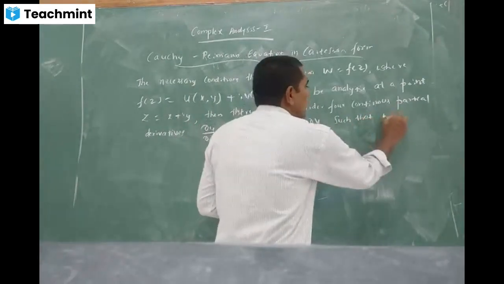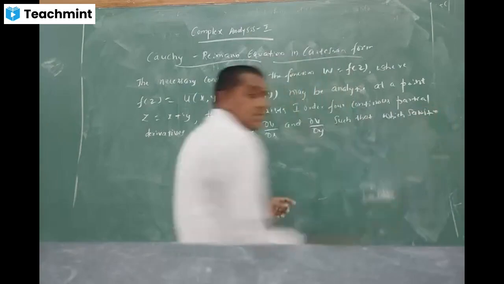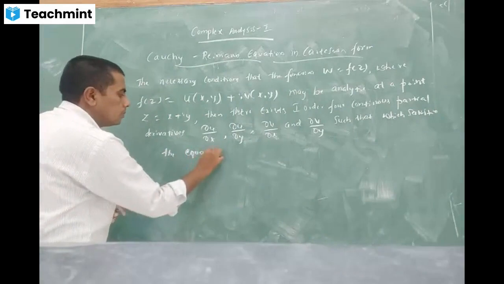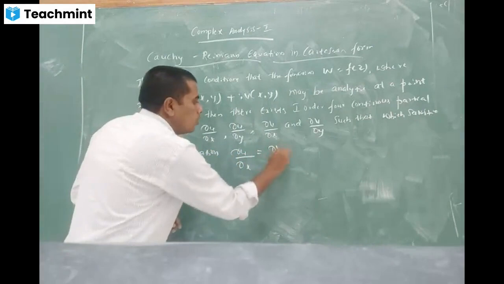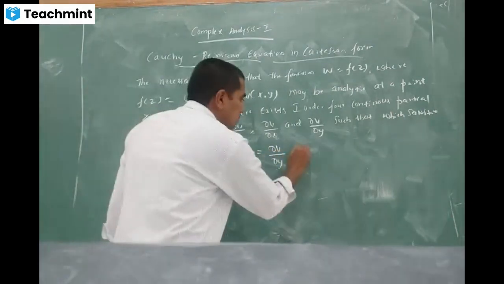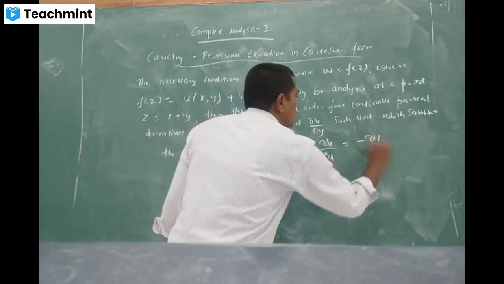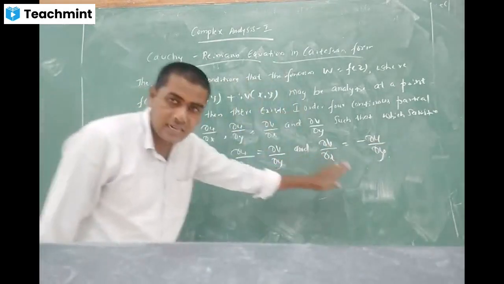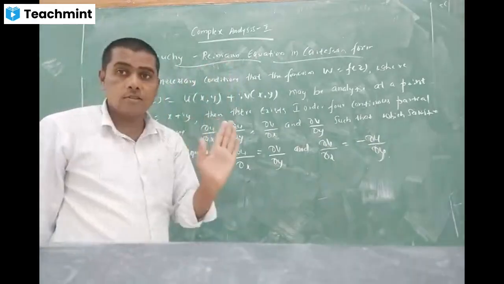such that which satisfies the equation dou u by dou x is equal to dou v by dou y. Is it clear? Dou u by dou x is equal to dou v by dou y, and dou v by dou x is equal to minus dou u by dou y. If it satisfies these two conditions, then the function is said to be analytic also here.